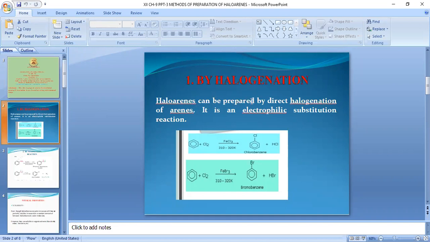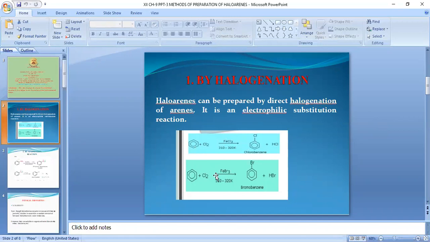Haloarenes can be prepared by direct halogenation of arenes. It is an electrophilic substitution reaction. For example, benzene plus chlorine in the presence of FeCl3 gives chlorobenzene. In this reaction, FeCl3 is behaving as a catalyst and it speeds up the process of halogenation.